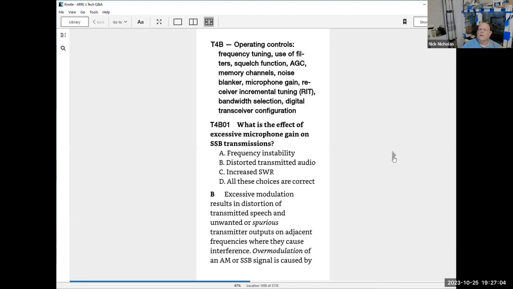What is this? Operating frequency and tuning controls, etc. We're going to go through the controls of your radio. T4B01. What is the effect of excess mic gain on a single sideband transmission?